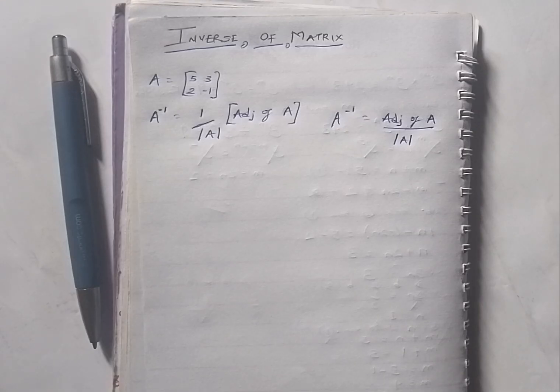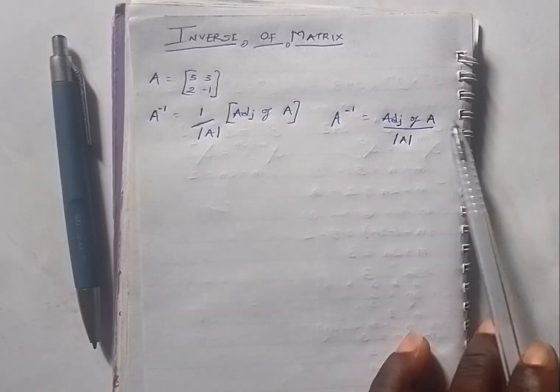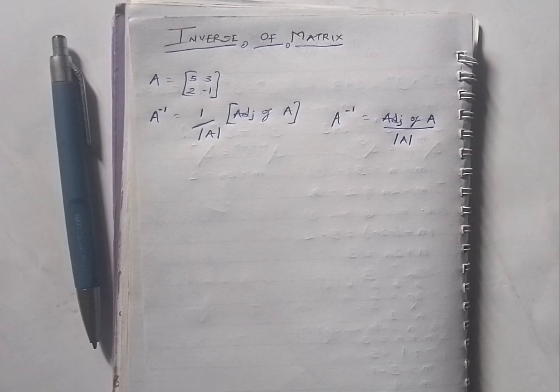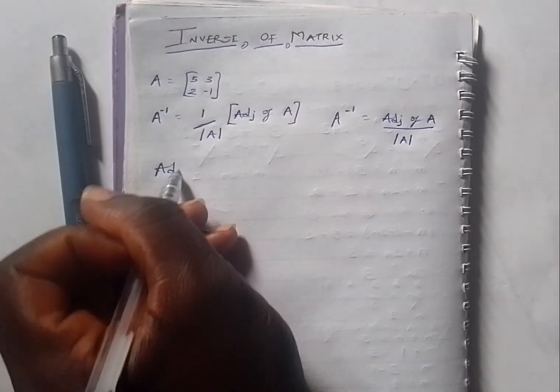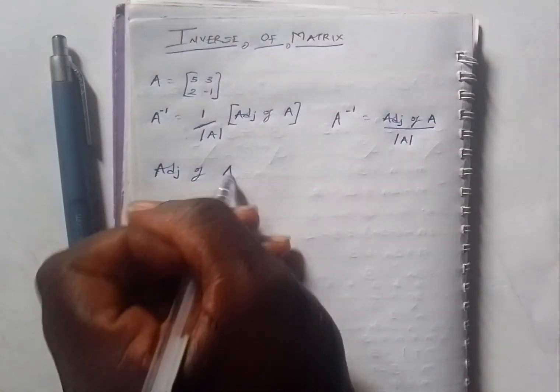So this implies that you have to find two different things. The first one is the adjoint of the matrix, and the second one is the determinant of the matrix. Of course, we have learned how to find the determinant of a 2 by 2 matrix in the recent videos I did. Okay, so let us first of all get the adjoint. Since the inverse of the matrix formula is adjoint of the matrix over determinant of the matrix, so let's first of all get the adjoint of the matrix A.